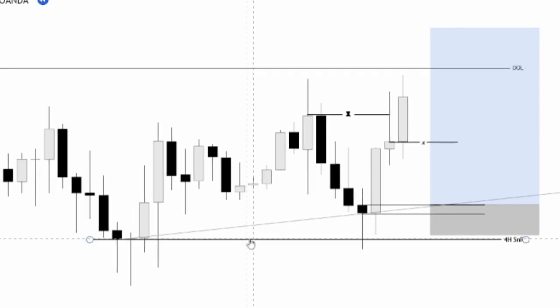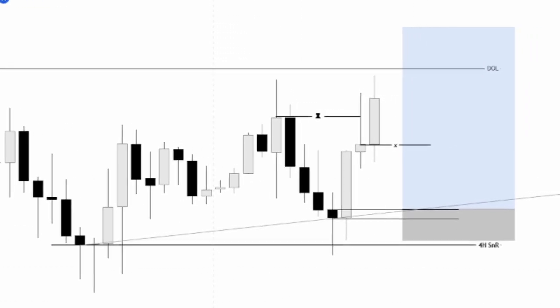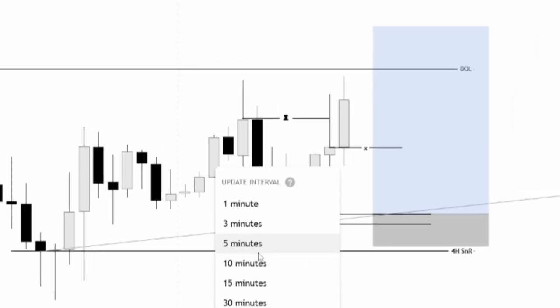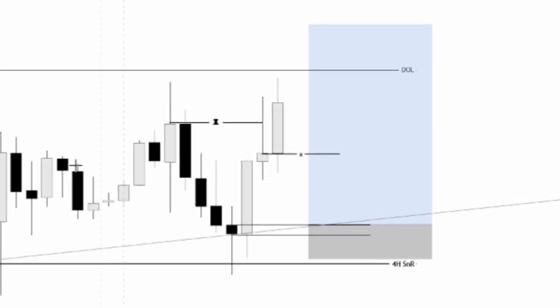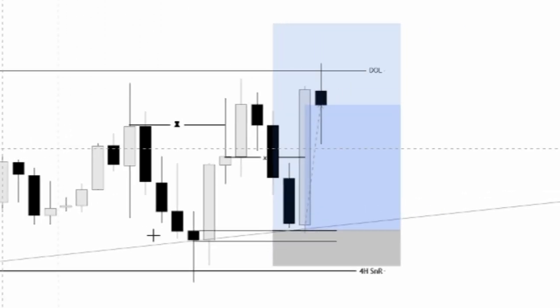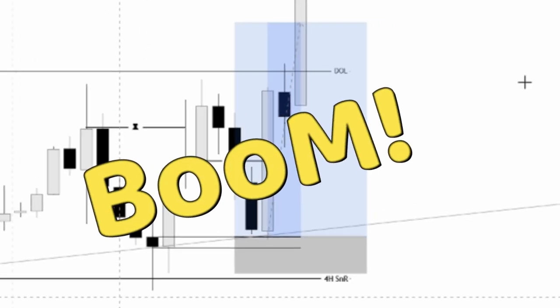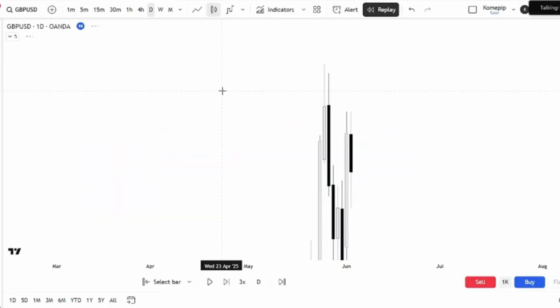So this is exactly what we have. Let's play price so that we can see it the way it played out. There was a tap, a massive tap, and boom. All we did was check the daily time frame. What is happening on the daily time frame? Where is price coming from?